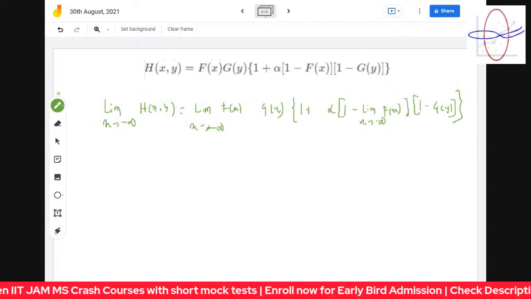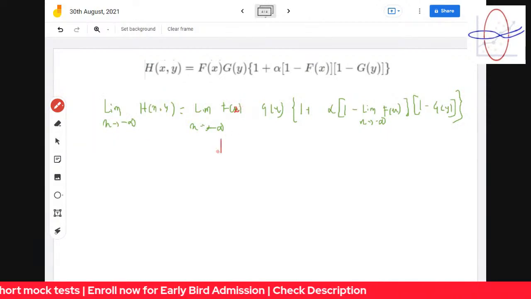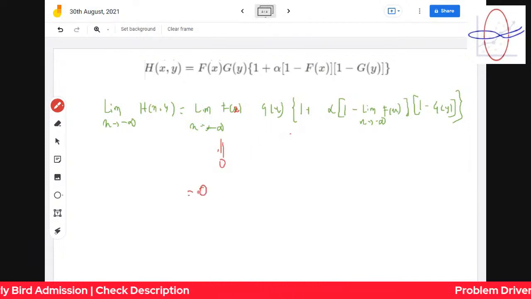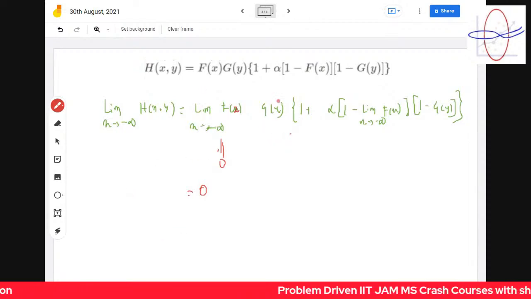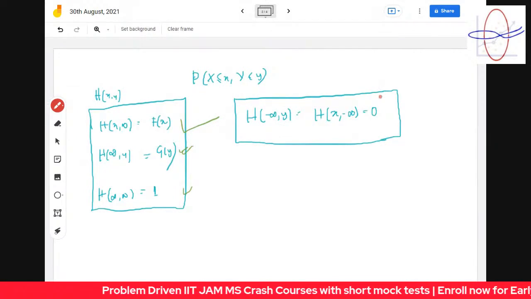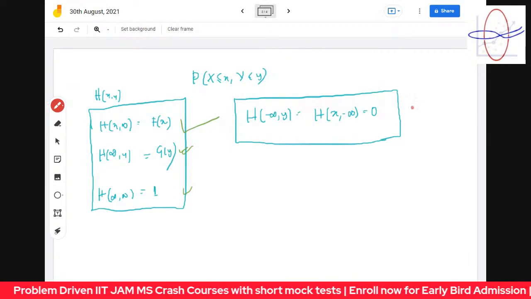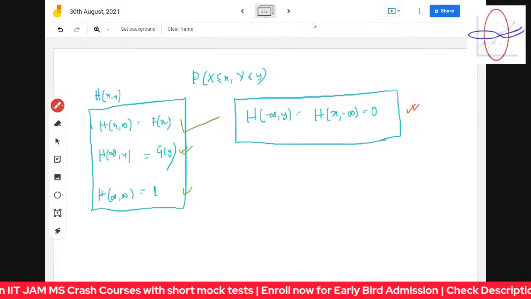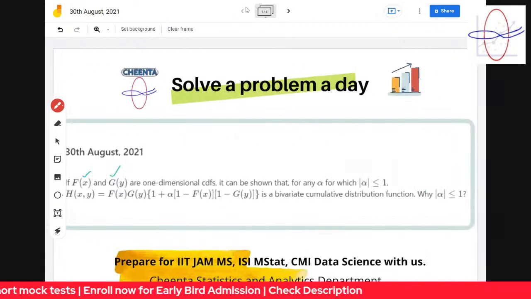If you do this, you will see that this is going to 0, and the rest doesn't matter actually. So this is going to 0, and therefore this is going to 0. Similarly, you will see for the limit as x and y tend to infinity, this will go to 0. And that's exactly what we need over here. And therefore, using this information, we prove that this function is actually a valid CDF.